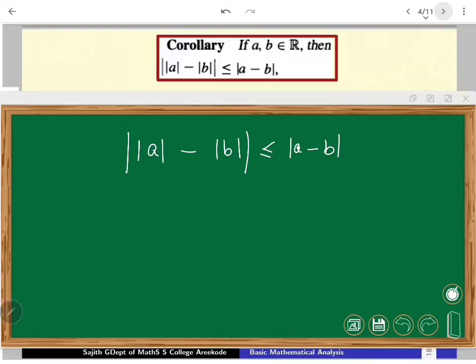Another variation of the triangle inequality is as follows. If you are looking at two real numbers, a as well as b, one can form mod a and mod b. The difference of mod a and mod b is actually going to be less than or equal to mod a minus b. A little bit more one can say: if you take the modulus on both sides, the modulus of mod a minus mod b is going to be less than or equal to mod a minus b. That is another consequence of the fundamental triangle inequality, which we will try to discuss now.